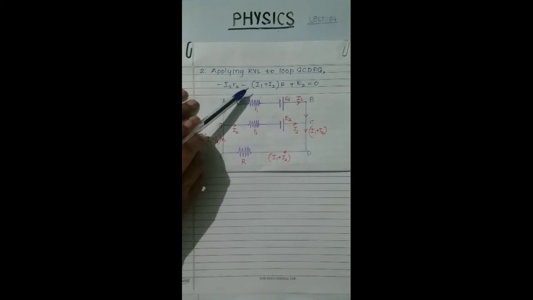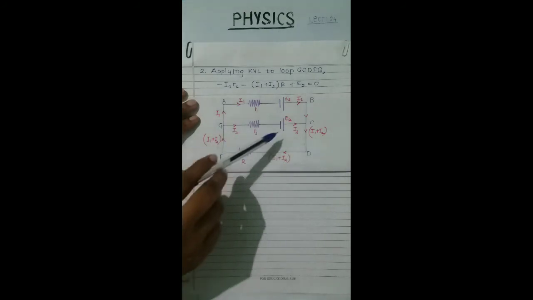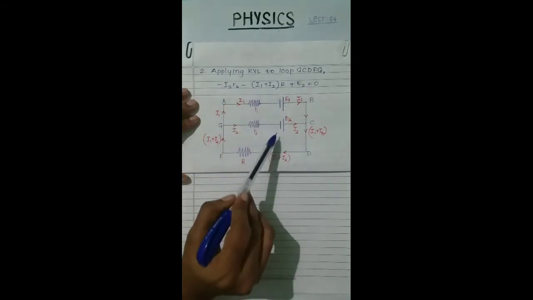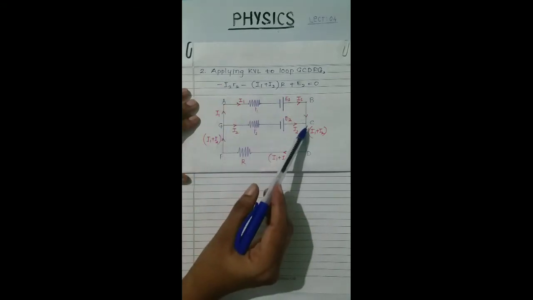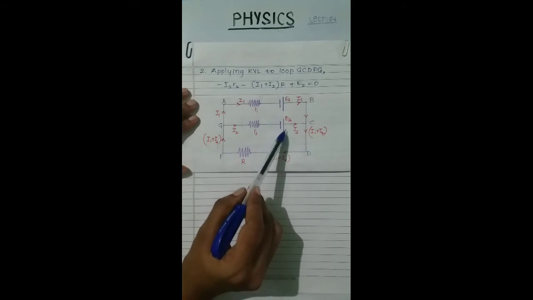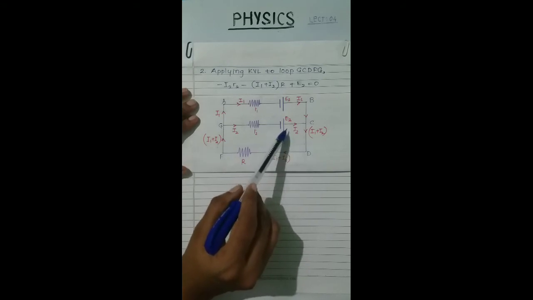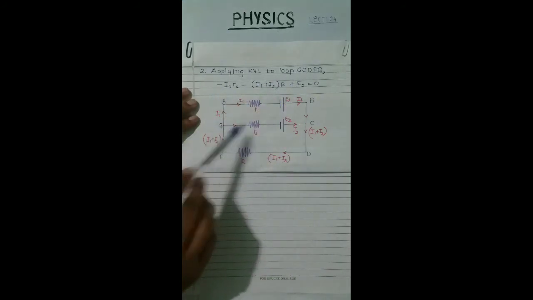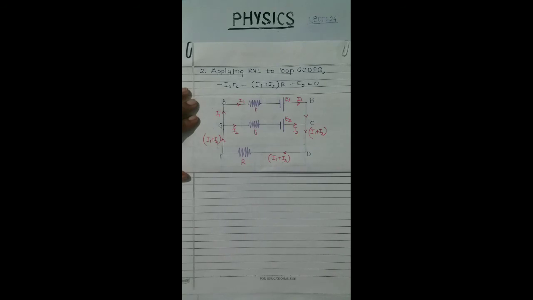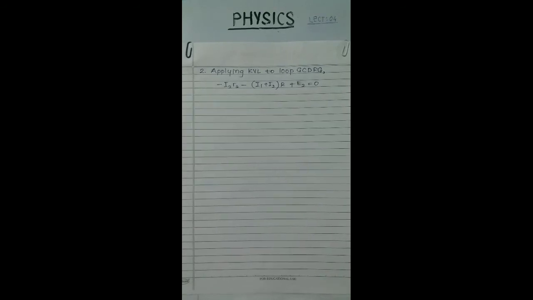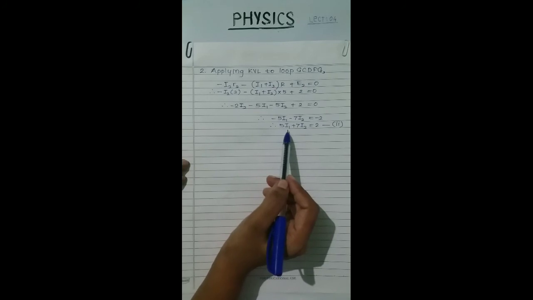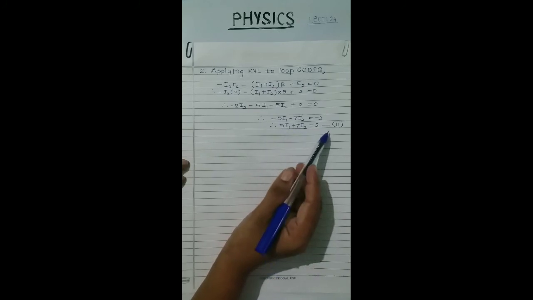Now in this loop only one cell is there, so for summation of E we get only E2, and we are tracing it from G to C, that is from negative terminal to positive terminal. So its sign should be positive according to the sign convention. So we get this equation for loop G, C, D, F, G. Substitute given values and simplify it. Simplifying, we get equation 2: 5I1 plus 7I2 is equal to 2.